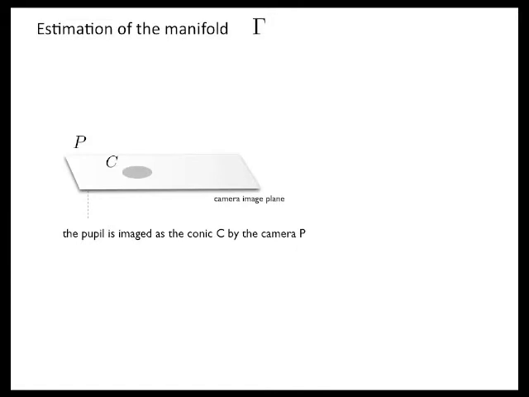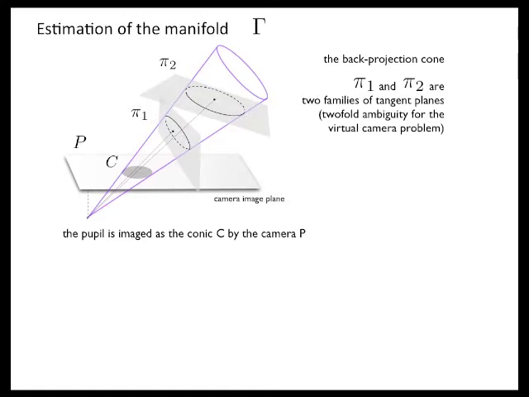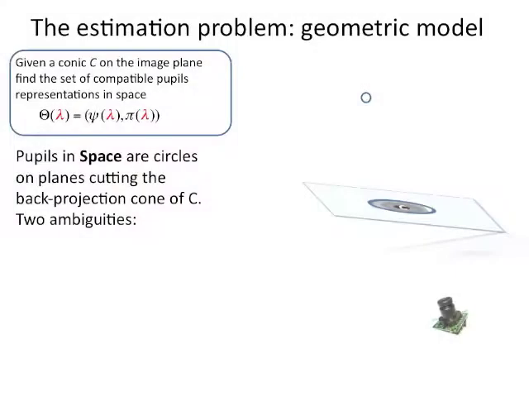The pupil is imaged as the conic C by the camera P. In space, it is a circle lying on the pupil plane pi. The pupil conic back projects to a cone. There is a twofold ambiguity for the computation of the pupil plane.